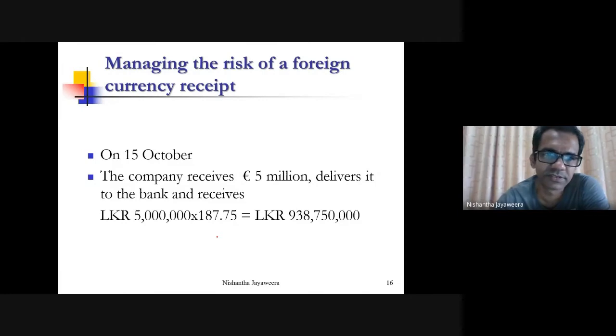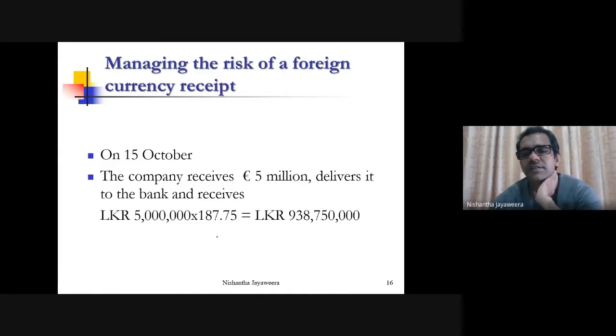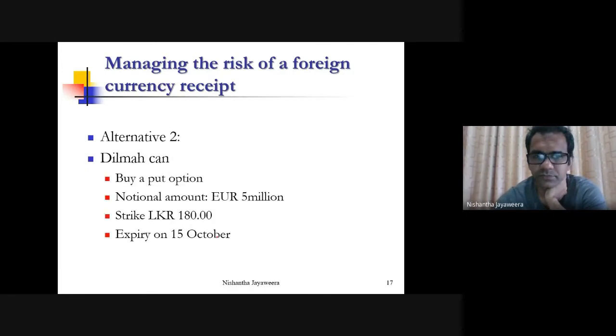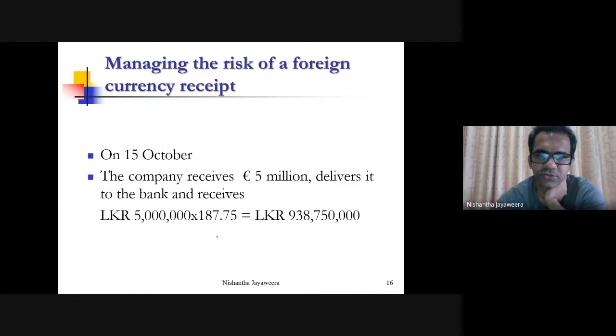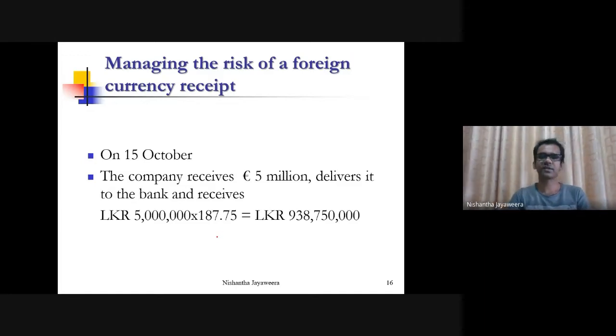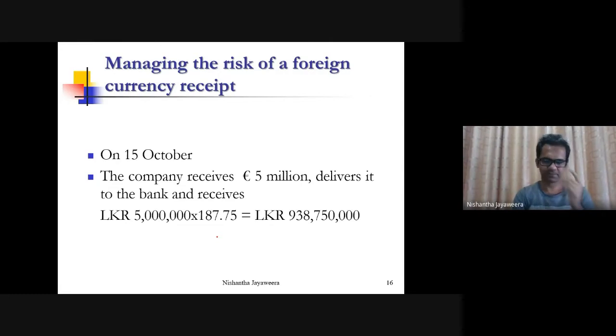So this is what the exporter would do, or has to do, on October 15th, and they will receive 938,750,000 rupees. This is a must. You can't avoid this or refuse this.